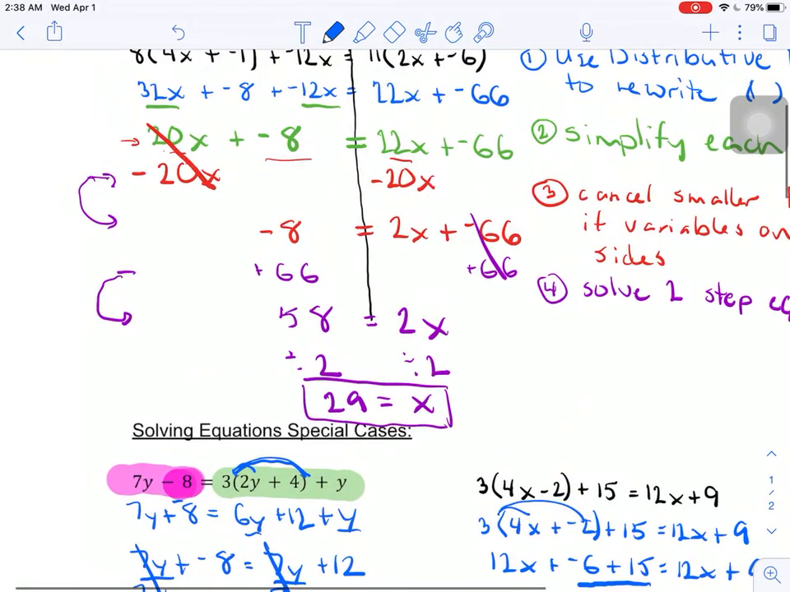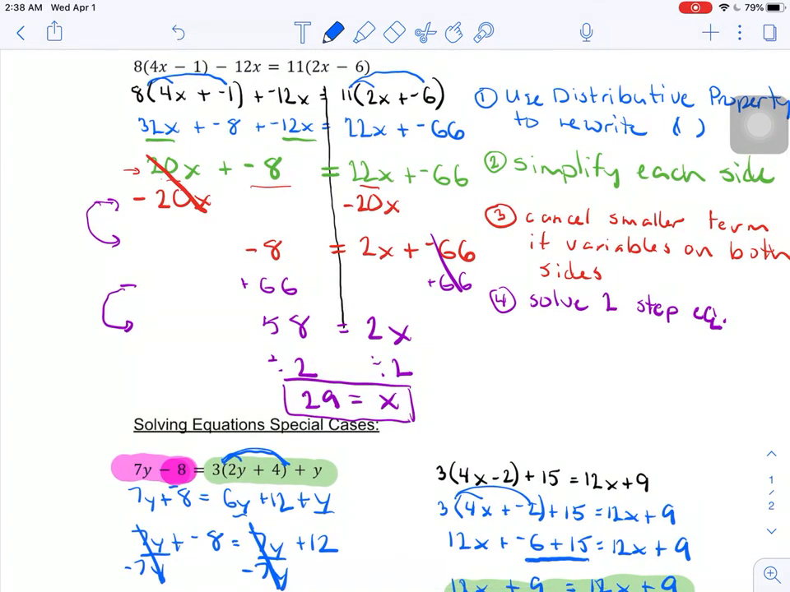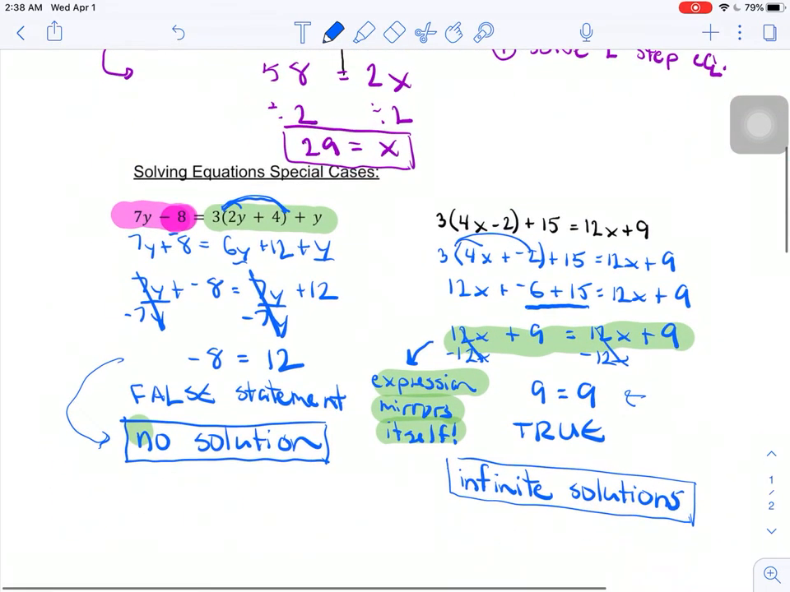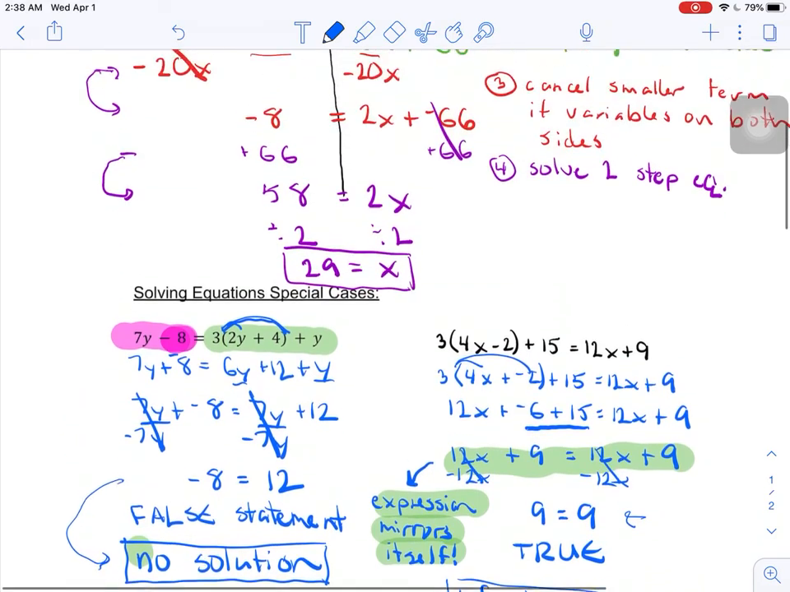So there are two special cases. Normally, like up here, this first example, x equals 29, we'll go through the equation and we'll just have one answer, one number that makes it work. But sometimes we might have two things that aren't actually equal and have no solution, or we might have something that's mirroring itself, which means we have infinite solutions. So when you're solving an equation, you need to be on the watch for that no solution and that infinite solution situation, because sometimes that might happen to you when you're working with an equation.